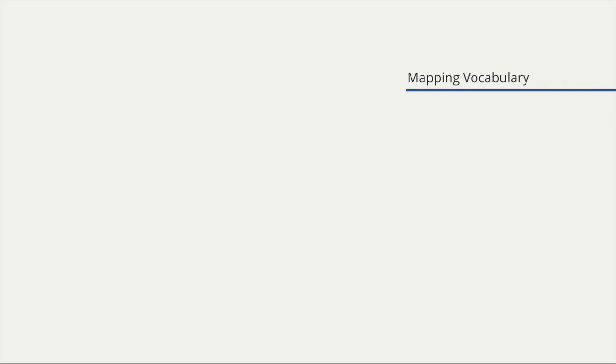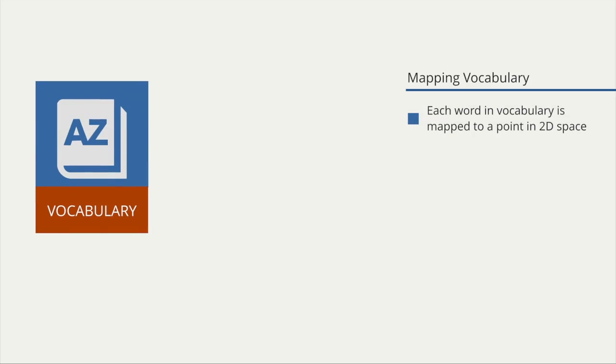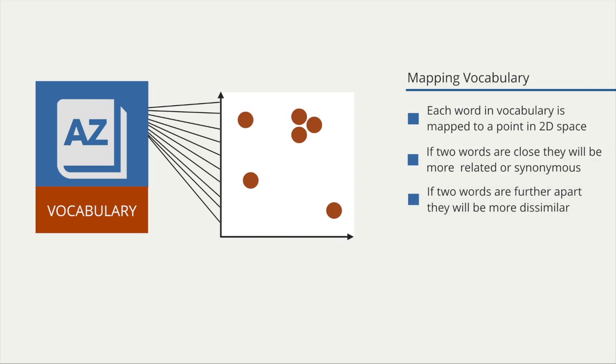And so the way that we could think of this is that we're going to do a similar type of concept with words. Every word in our vocabulary is going to be mapped to a point in a 2D space. And the closer 2 words are in that mapping, or in that 2-dimensional space, the more related or synonymous we would think the words are. The further apart 2 words are in this 2D space, the more dissimilar we would expect the words to be.